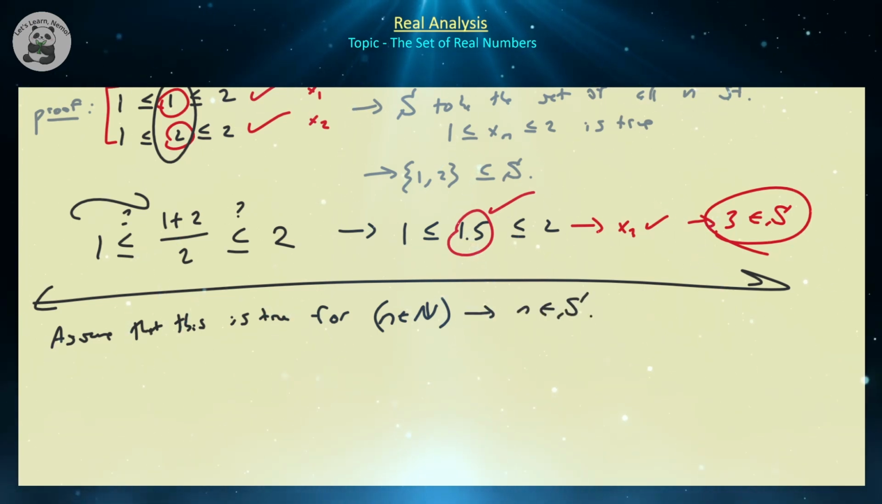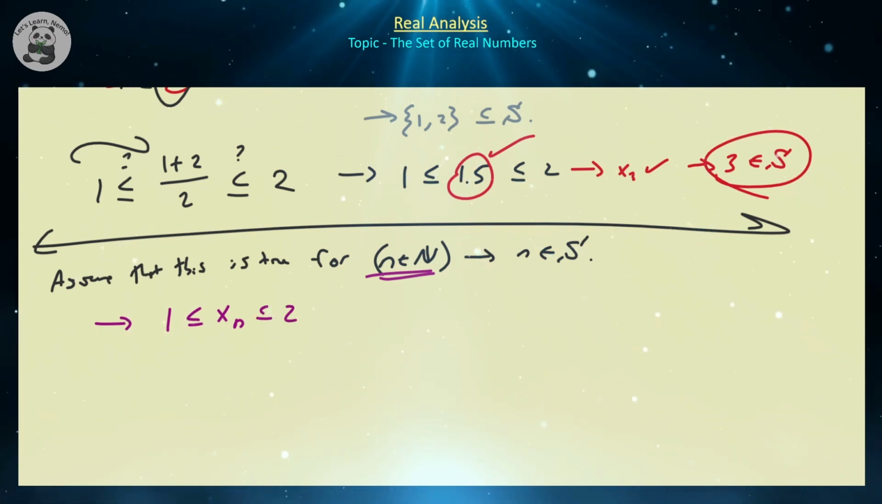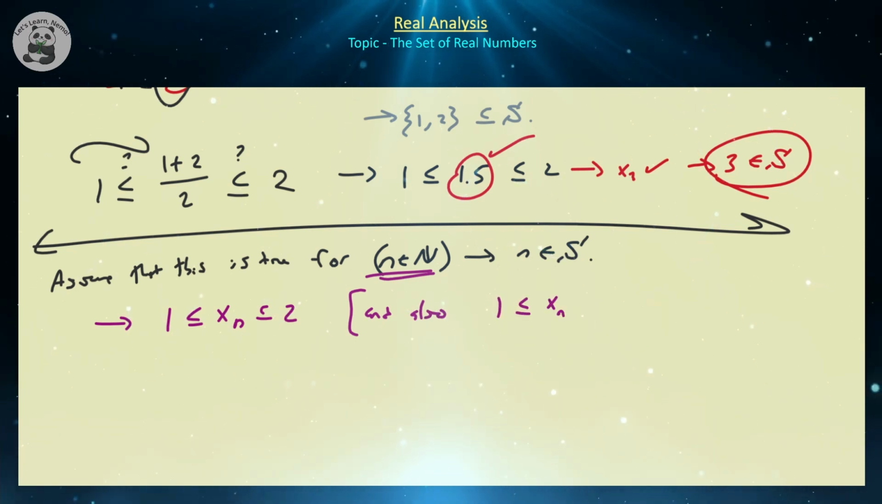So if we can show that this assumption implies that m plus 1 is also in the set S, that means S and n are indeed the same exact numbers, right? So since we're assuming that n is in this particular set S, we're assuming that 1 is less than or equal to x_n, less than or equal to 2, right? Also, one could show that this is equivalent to also assuming that 1 is less than or equal to x_{n-1} less than or equal to 2.